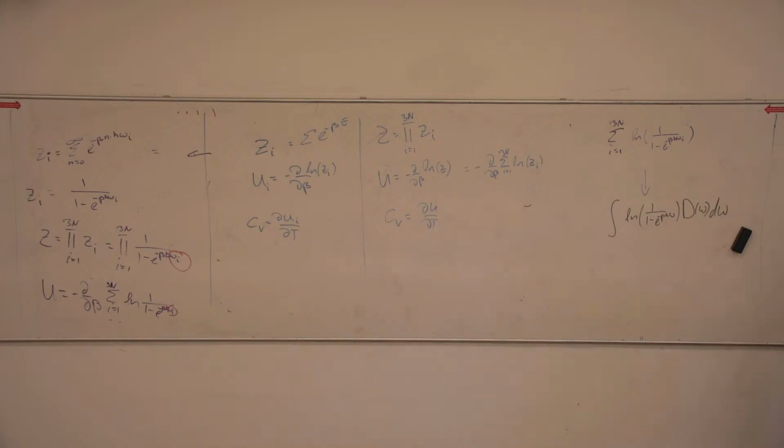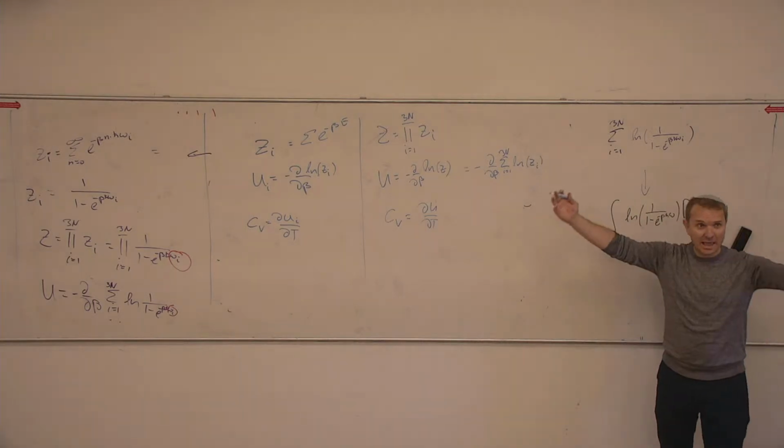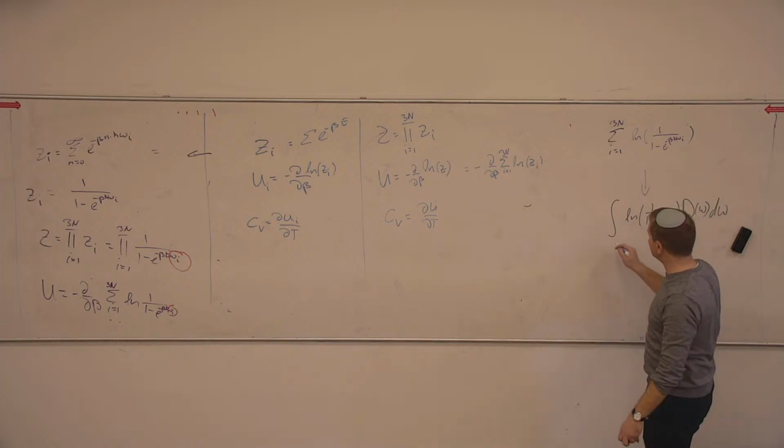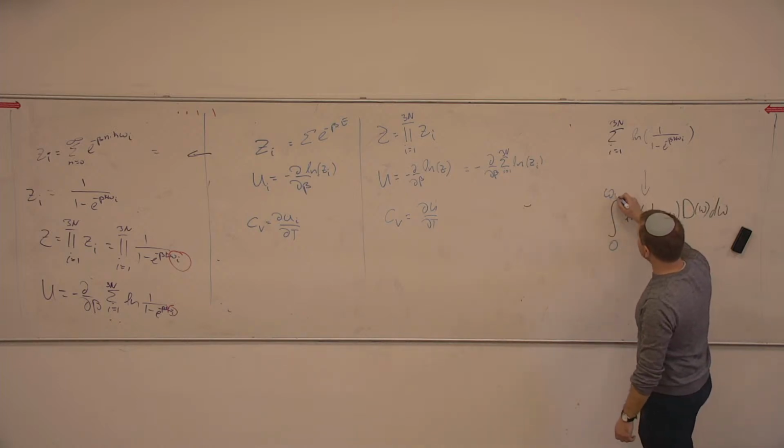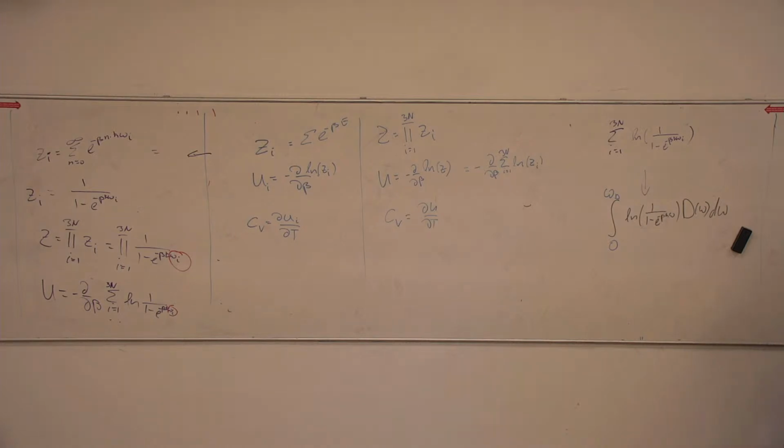What are the limits of my integral? Well, they came from the counting of all the different states. So it's from 0 to omega Debye. And this is the solution.